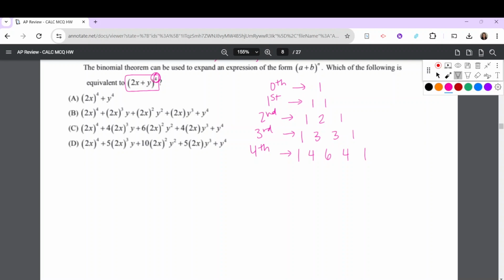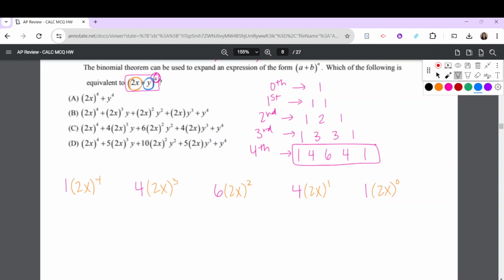So it might be a good idea to leave yourself some space. So 1, and then 4, and then 6, and then 4, and then 1. These are the coefficients of my terms. And then our first term of 2x is going to go in descending order, starting with a degree 4. So I would need to raise 2x to the 4th power, 2x cubed, 2x squared, 2x to the 1st, and 2x to the 0th power.